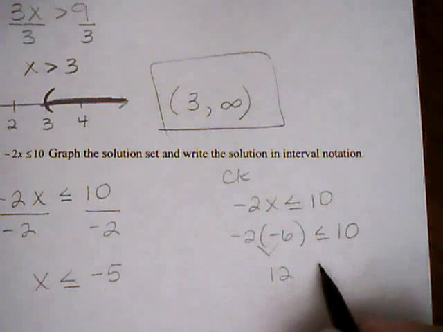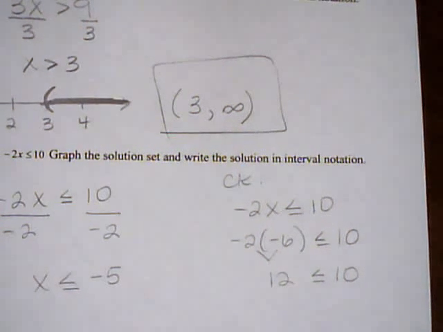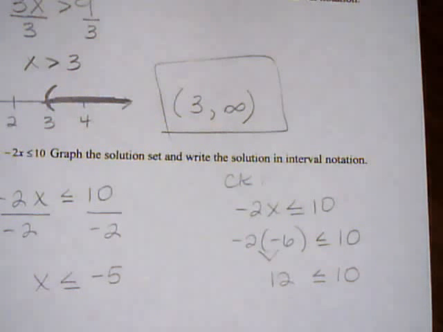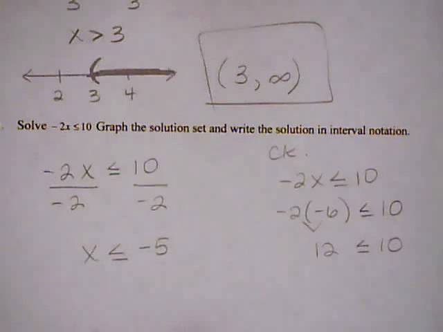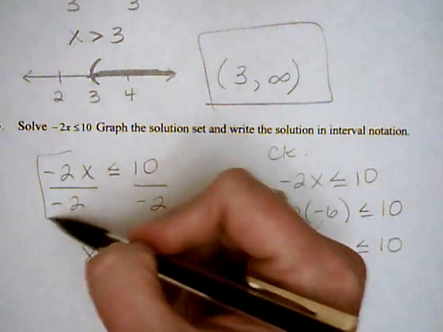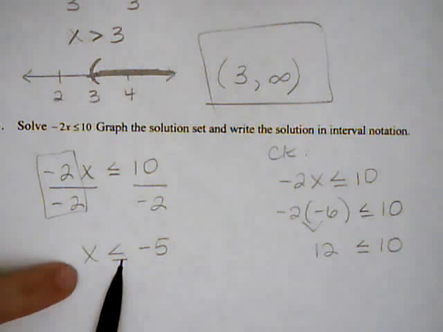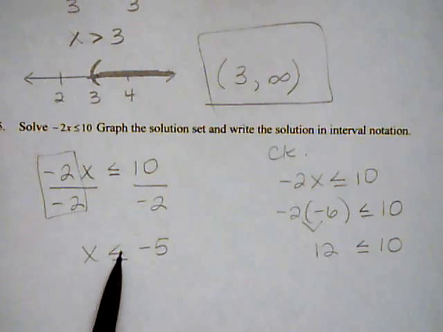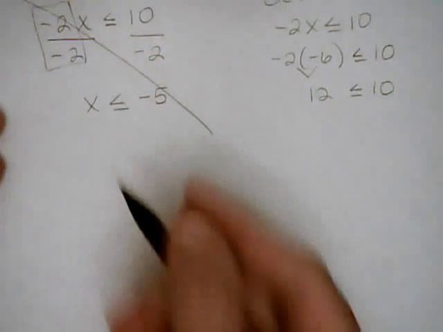Well, positive 12 less than or equal to 10. Positive 12 is less than or equal to 10. That's not true. And the reason is because of a very special rule that we have to work with inequalities, and that is right here. If you divide by a negative number, then you must flip or reverse the inequality sign. So what I did is not actually correct. This would be the correct way to work it out.